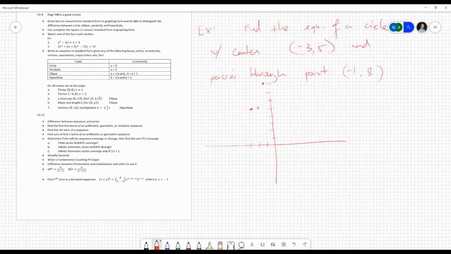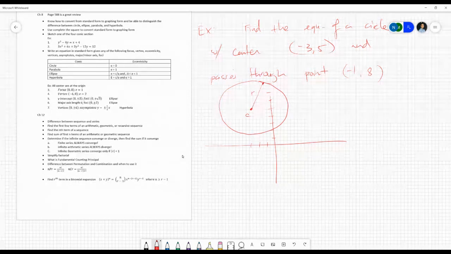All right, so now we know that this is the center. We know it has to cross this point. So basically, this is a circle like this. Oh, that's not very good. Let's see if I can. Okay. So now what we know is that this point from here to here is going to be our radius.